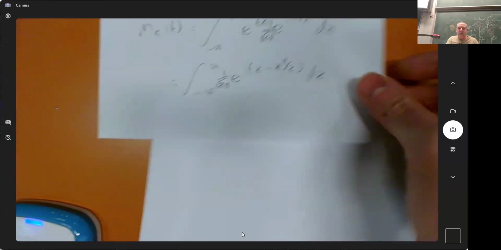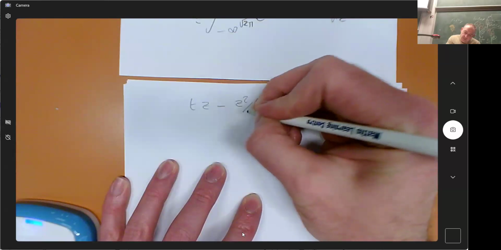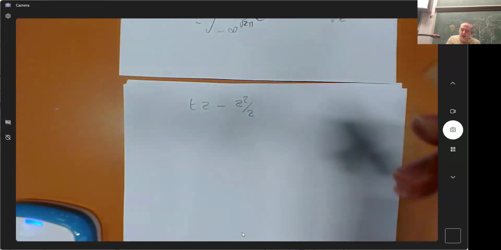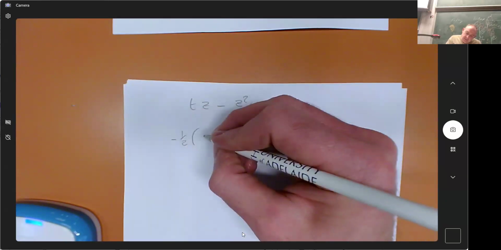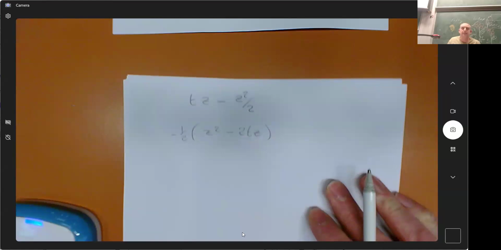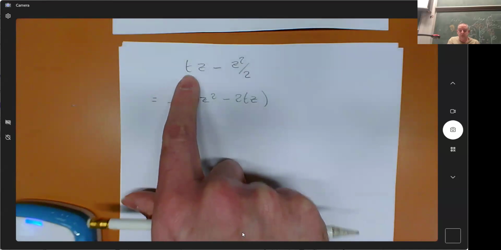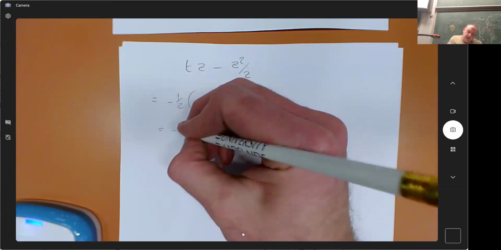I'm going to fiddle with that exponent. So tz minus z squared on 2. There's going to have to be a 2 on the bottom, so I'm going to take out the minus a half. And that's going to give me a z squared minus 2tz. Yep. Is that okay? If I expand this out, it gives me this. Excellent.